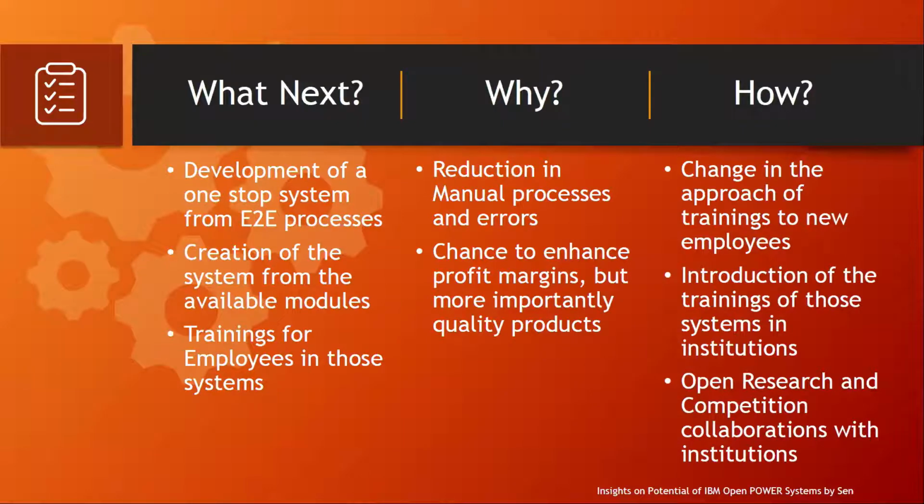So what next? We would like to develop a one-stop system, which would have an end-to-end process. This system would be created from all the available modules of IBM OpenPOWER. And in order to incorporate all these end-to-end processes, we have to train the employees with these systems in the existing manufacturing arena, right? So basically, a small phased change of the technology, and also a skill ramp up.